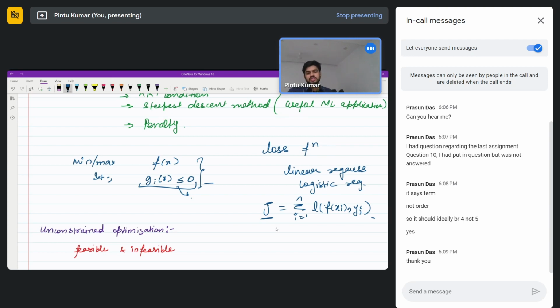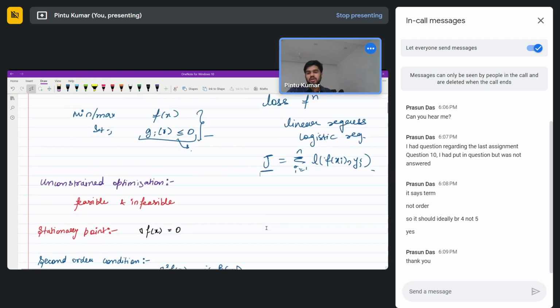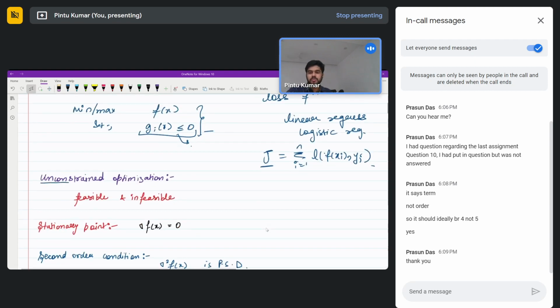So these kinds of problems where you don't have any constraints are called unconstrained optimization. Your unconstrained optimization would look something like minimize or maximize some f of x. So this is what we mean by unconstrained optimization.